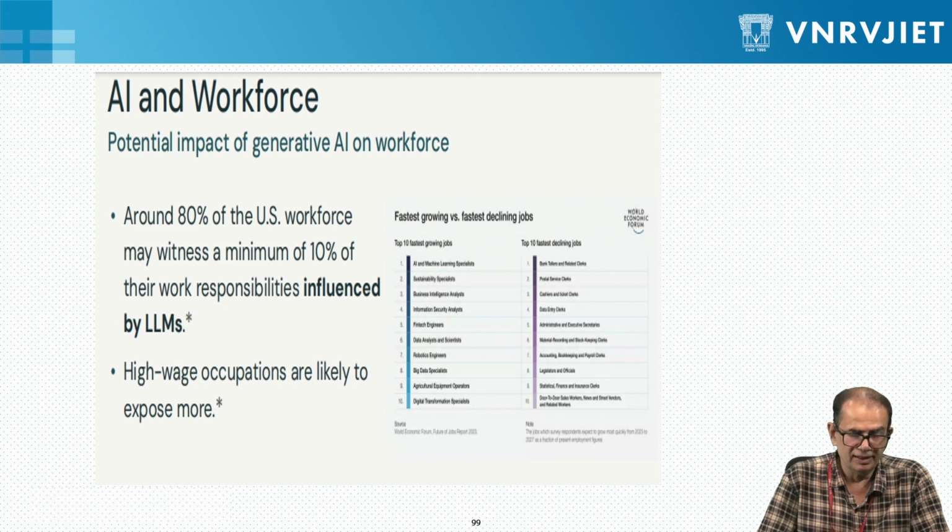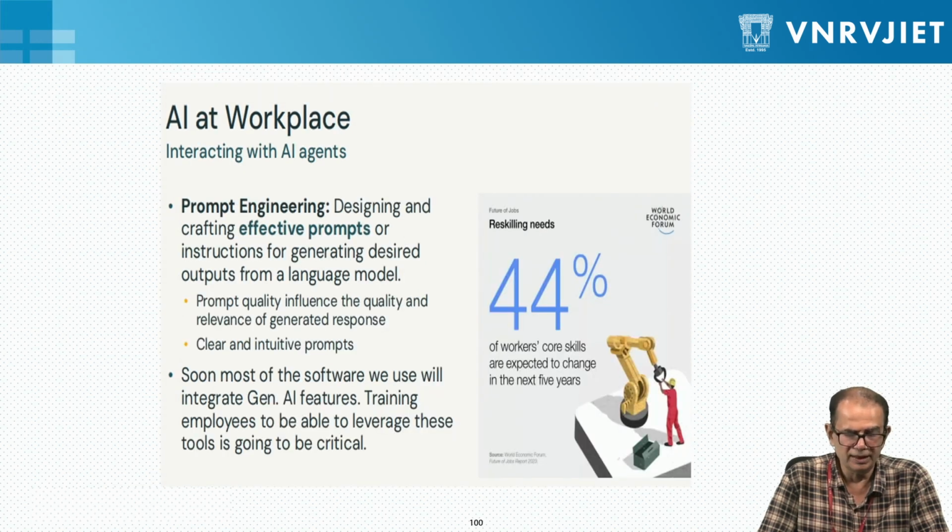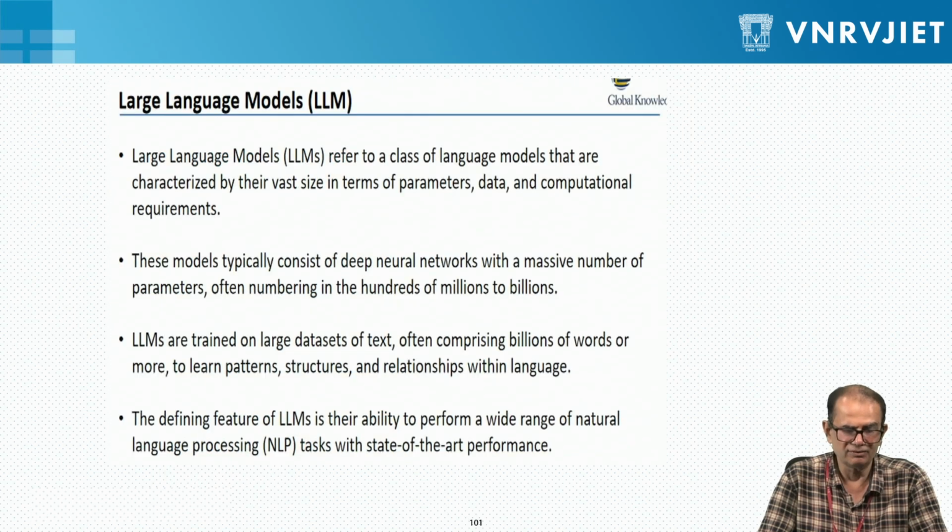Okay. What LLMs bring onto the table. And we definitely want to say there is a huge amount of workforce that needs to be reskilled. As you can see out here, 44% of the workers need to be reskilled because of the generative AI coming in, and that's what we need to do.